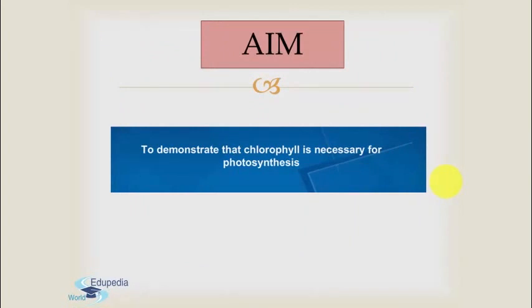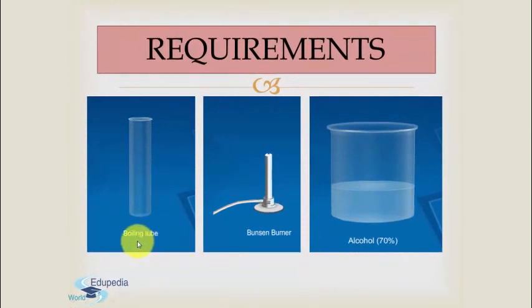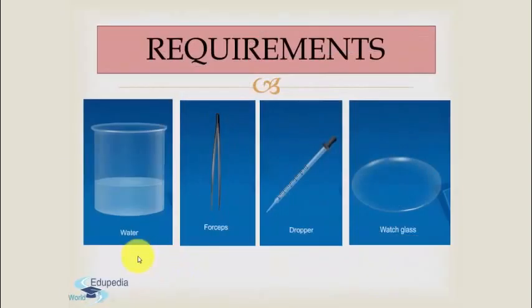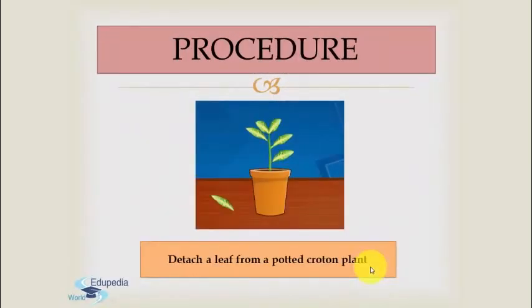The aim of the experiment is to demonstrate that chlorophyll is necessary for photosynthesis. Requirements are potted croton plant, iodine solution, beaker, we need boiling tube, Bunsen burner and 70% alcohol, water, forceps, dropper, watch glass. Then, after these requirements are done, the procedure starts with detaching a leaf from a potted croton plant.